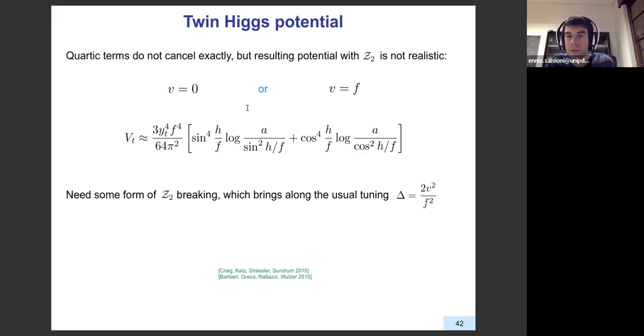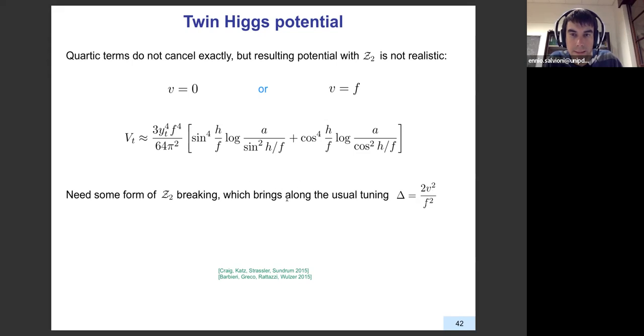However, this by itself is not enough, in the sense that such a potential gives either v equals 0, no electroweak breaking, or v equals f, which is ruled out because of Higgs coupling measurements. So the zero order twin Higgs model doesn't work as an electroweak breaking theory, and one needs to do something else, some other Z2 breaking, which leads to the tuning that I started with. So there is always a v squared over f squared tuning in these models.